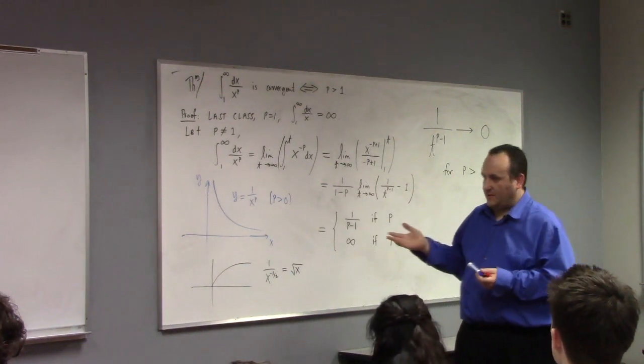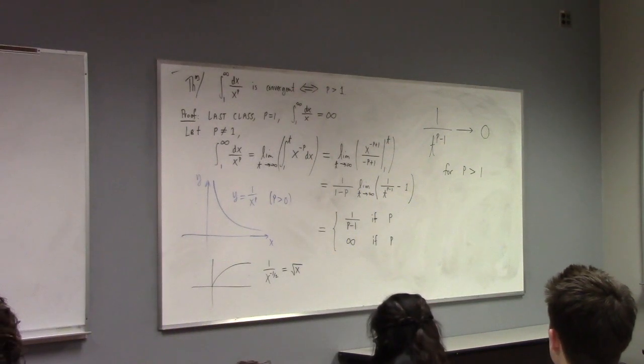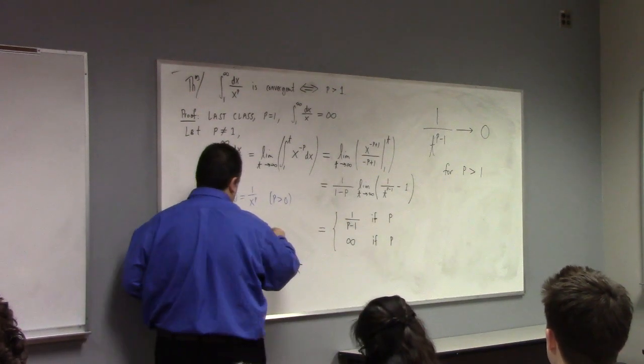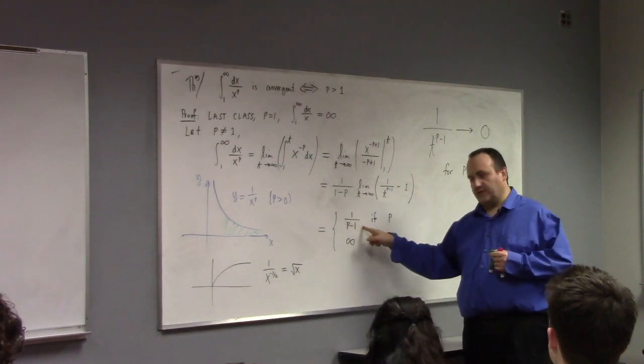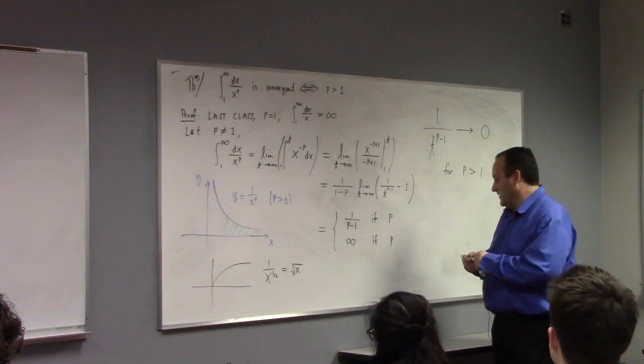And what are we doing? Well, we're calculating the area from where to where? From 1 to infinity, if it's bounded. And the answer is, well, sometimes. So this area is, in fact, equal to 1 over p minus 1 if p is, like we were just saying, greater than 1.